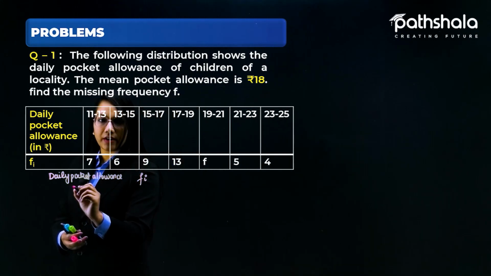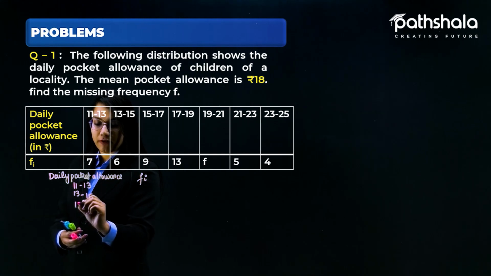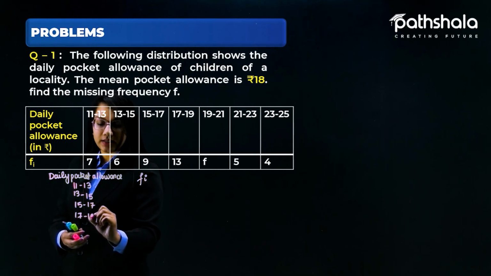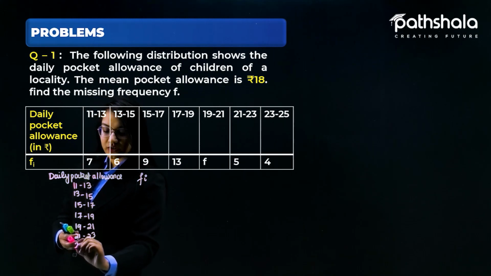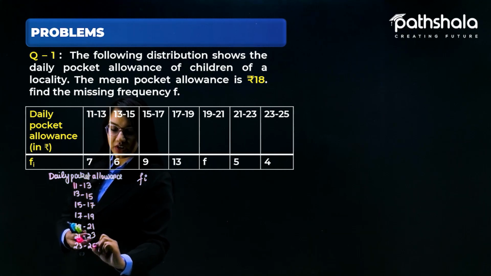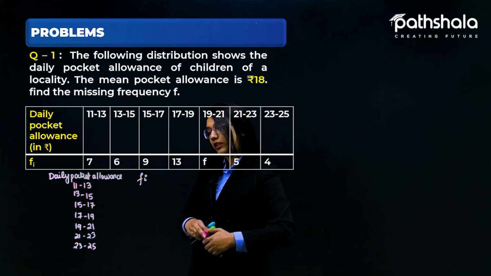So let's suppose I'll write it over here as 11 to 13, we have 13 to 15. Further we have 15 to 17. Further we have 17 to 19. We have 19 to 21. We have 21 to 23. And further we have 23 to 25. So let's just write the frequencies with respect to all these terms.